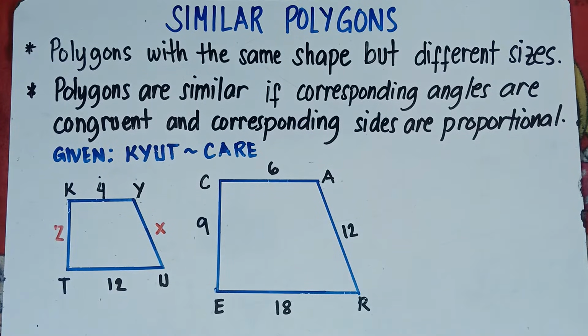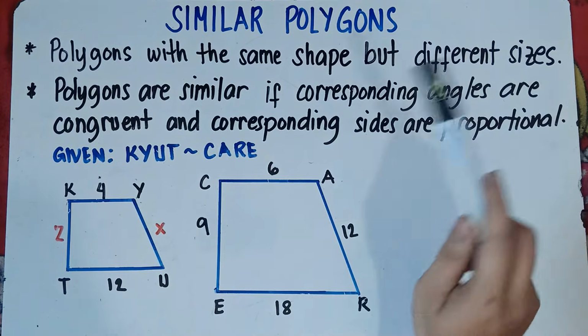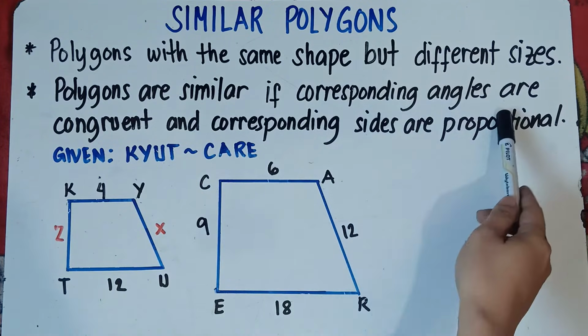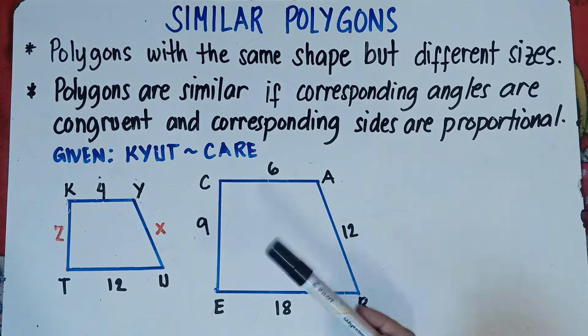Our topic for today's class is all about similar polygons. So without further ado, let's do this topic. Now, similar polygons are polygons with the same shape but different sizes. You can also tell that polygons are similar if the corresponding angles are congruent and corresponding sides are proportional. So let me explain that one.